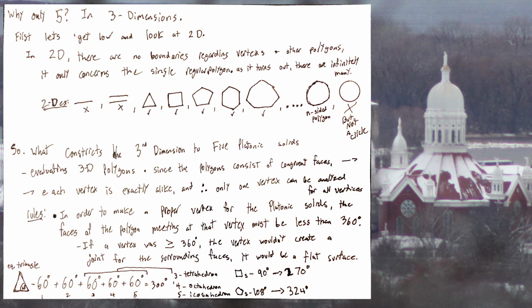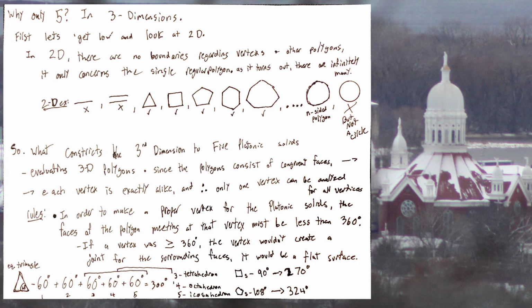Well, there are only 5 in 3 dimensions, the one we use to visualize. So first let's get low and look at a 2D universe and see how this applies there. In 2D there's actually no boundaries regarding vertexes, the same constrictions that there are with 3D. In 2 dimensions it only concerns a single regular polygon itself, and as it turns out, if we apply the Platonic definitions to that, regular, convex, congruent, there are actually infinitely many variations of the solid in 2D space.